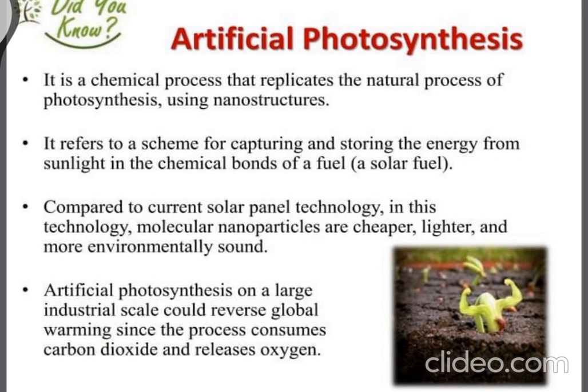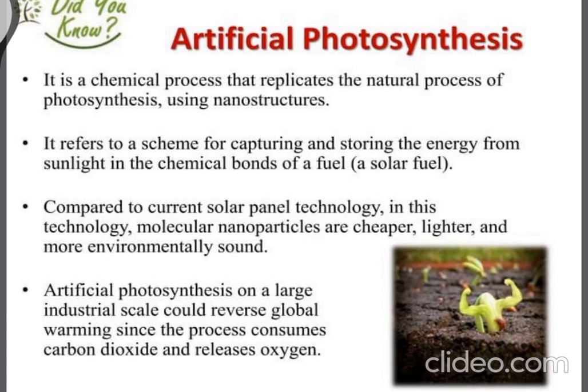Last is artificial photosynthesis. It is a chemical process that replicates the natural process of photosynthesis using nanostructures. So this is a chemical process that replicates the natural process of photosynthesis using the nanostructures.